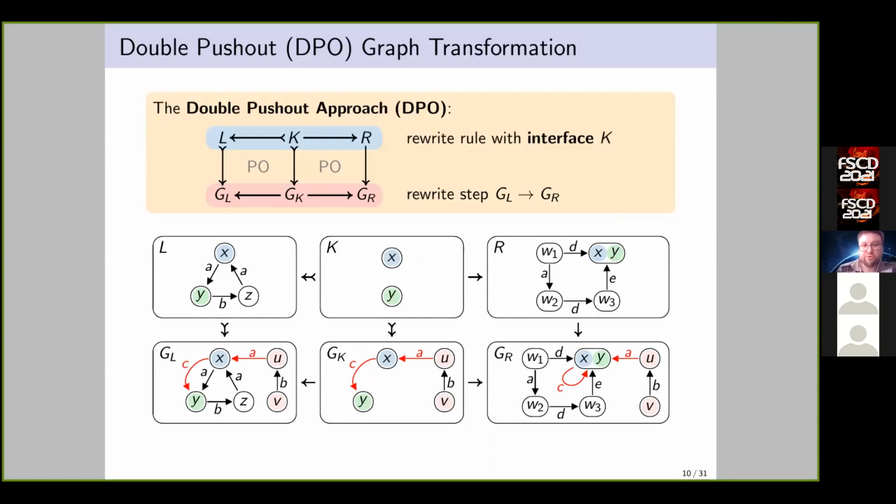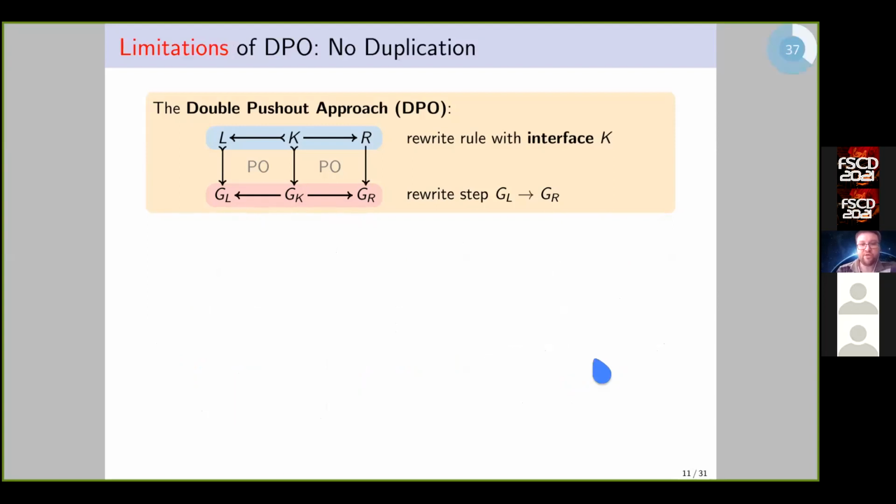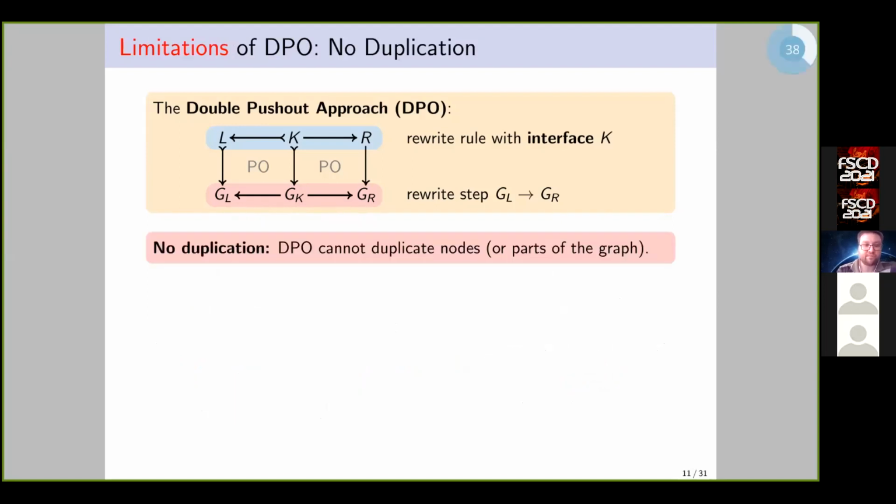So this is currently the predominant approach in graph rewriting, but it has several limitations. Maybe before saying something about limitations, let's say something about what we can do. We can remove nodes. So here the node Z is removed. We can add nodes and edges, and we can merge nodes. What are the limitations? One limitation is that we cannot duplicate things.